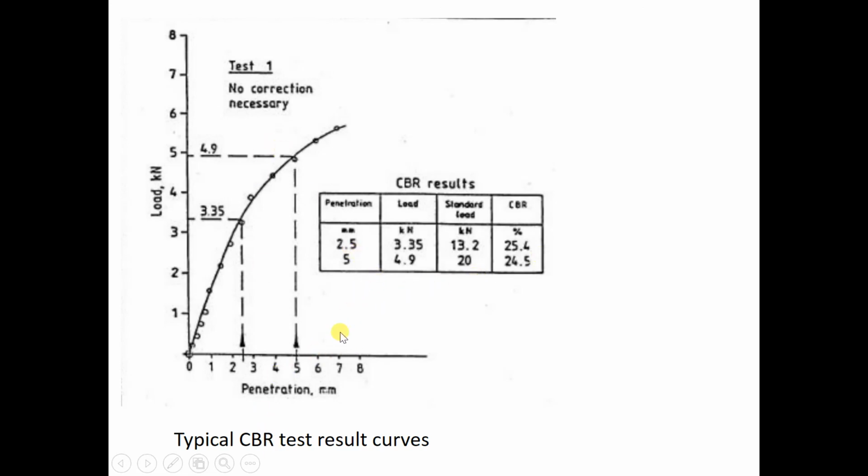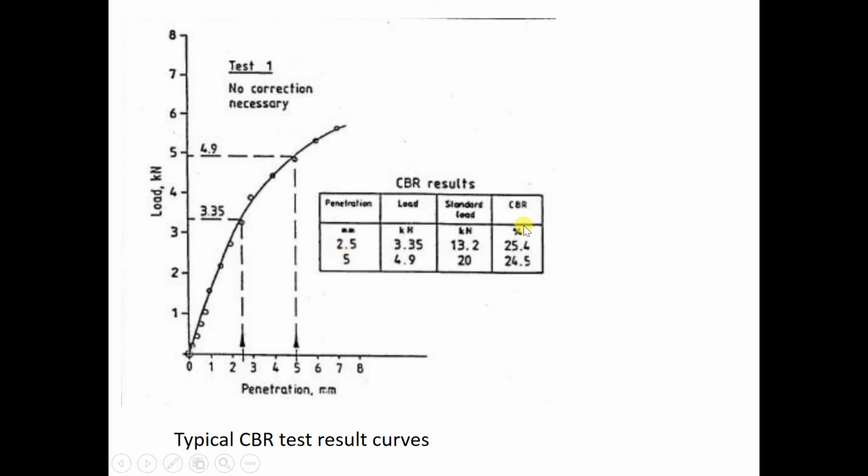So this is a typical CBR test result. This one needs no correction. If the bottom portion of the graph is a straight line, then we don't need to do any correction. We just take the readings at 2.5 mm and at 5 mm, get the corresponding 3.35 and 4.9, and so the CBR is 25.4 for 2.5 mm and 24.5 for 5 mm.